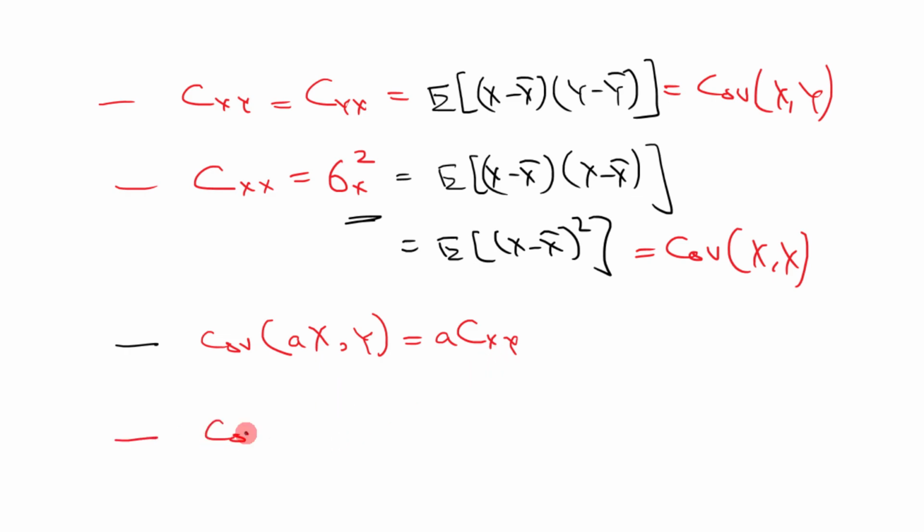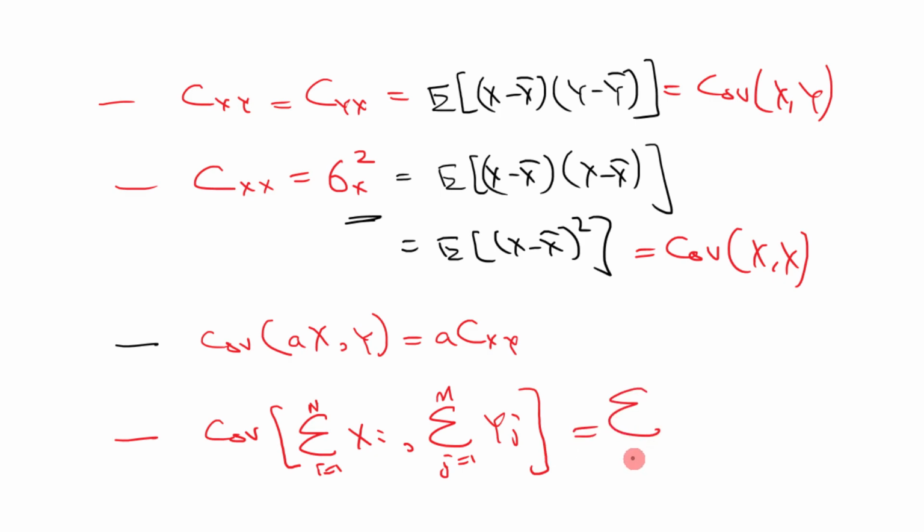And lastly, if you are finding the covariance of the sum of random variables xi, i from 1 to n, and the sum of random variables yj, j from 1 to m, then this will be equal to the double summation, i equal to 1 to n and j equal to 1 to m, of the covariance of xi and yj. So this is the last property of covariance. First, second, third, fourth. All these properties are very useful.